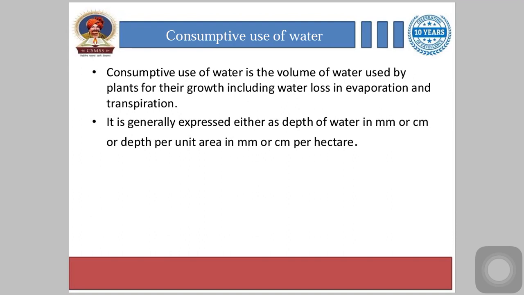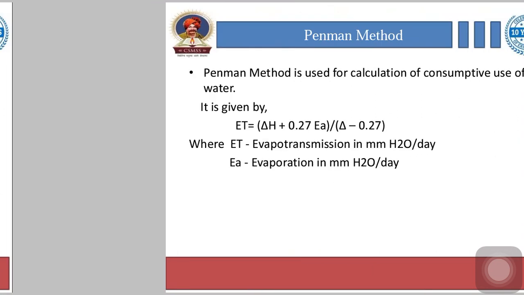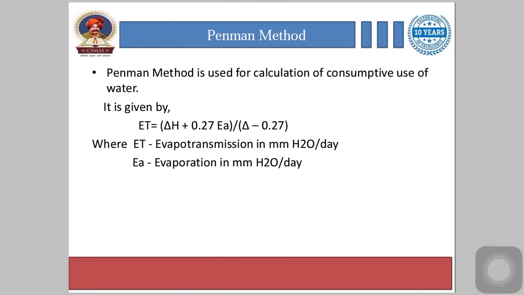Consumptive use of water. Consumptive use of water is the volume of water used by plants for their growth, including the water loss in evaporation and transpiration. It is expressed either as a depth of water in mm or centimeter, or as depth per unit area in mm or centimeter per hectare.